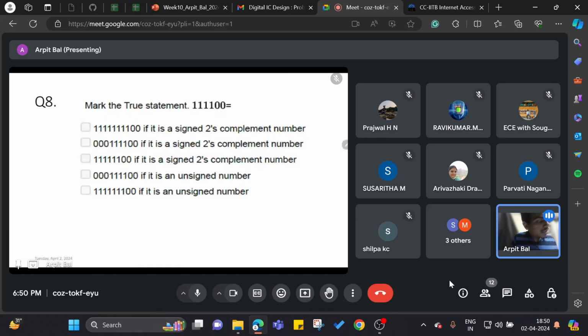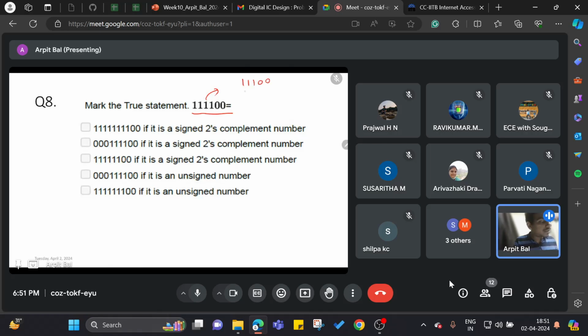So you have a number given here, 111100, and you have to identify which ones are the true statements. So what is the signed 2's complement representation of this number? 00001. Wait. One can't be... yeah, one can be at the end. Okay, let's see.